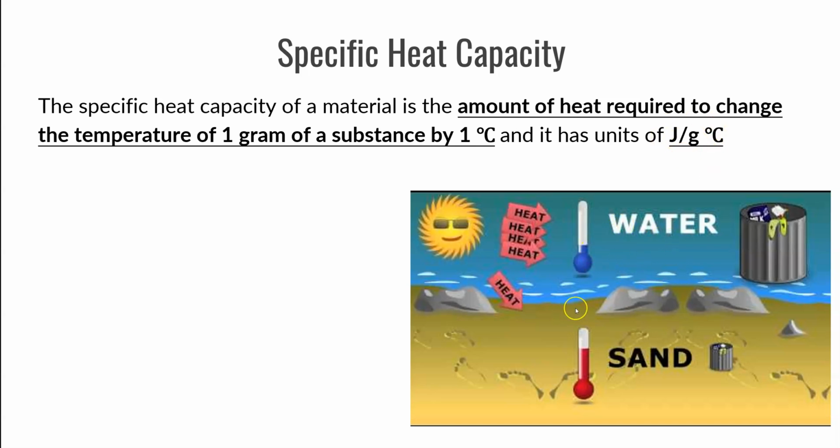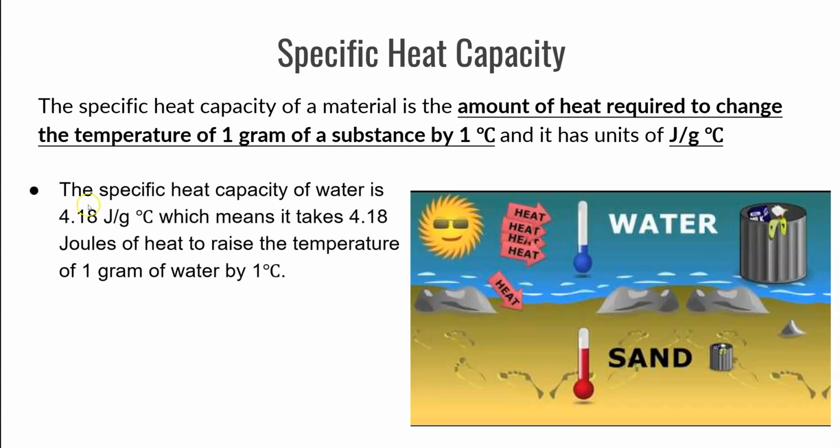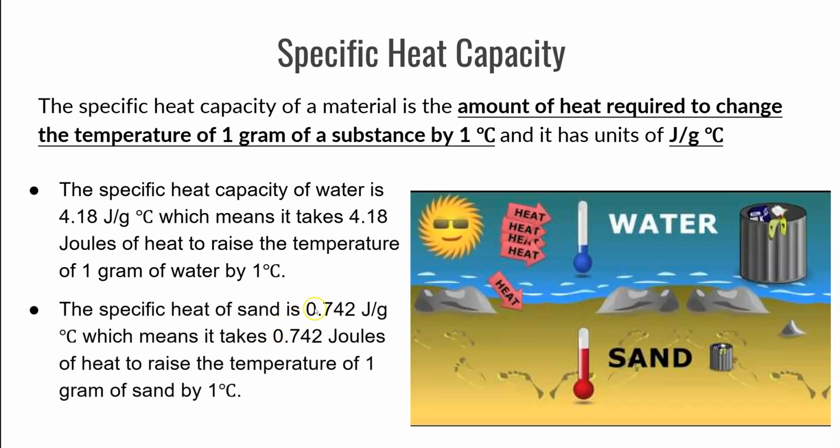As an example, if I ask you which one takes longer to heat, water or sand, generally, water takes a longer time because water has a higher heat capacity. So the specific heat capacity of water is 4.18 joules per gram per Celsius, which means it takes 4.18 joules of heat to raise the temperature of 1 gram by 1 degree. While for sand, it's 0.742 joules per gram, which means it takes 0.742 joules to raise the temperature of the sand by 1 degree. So the question here is, why would the sand have a lower heat capacity?